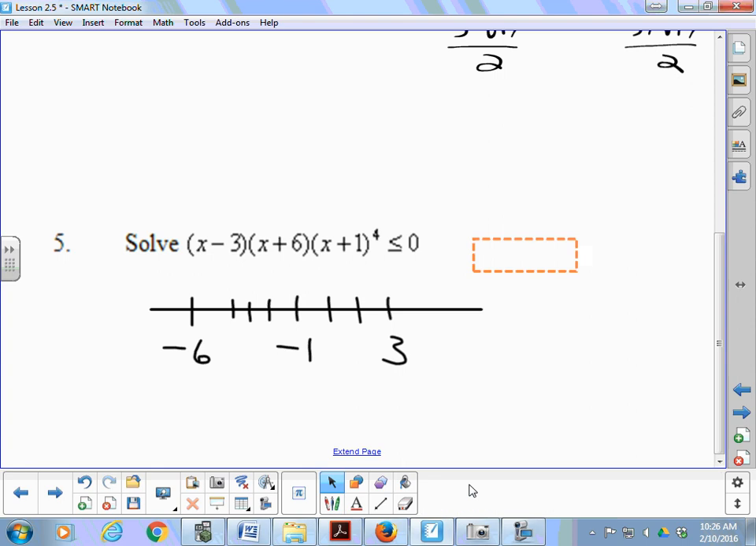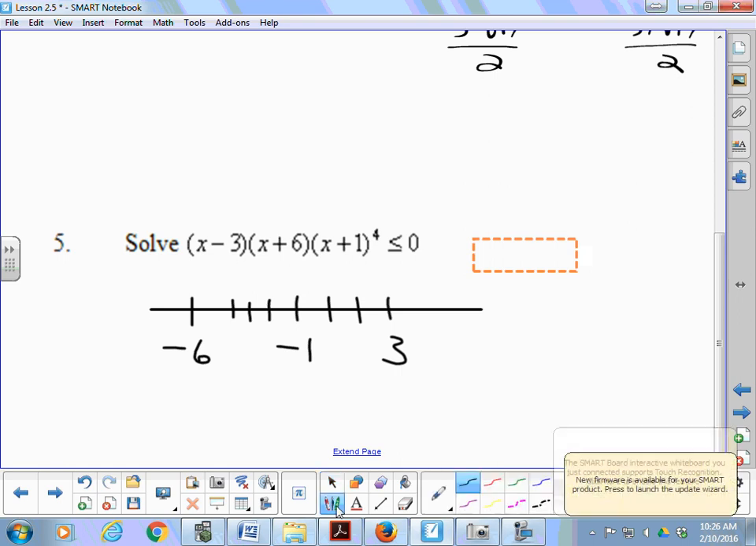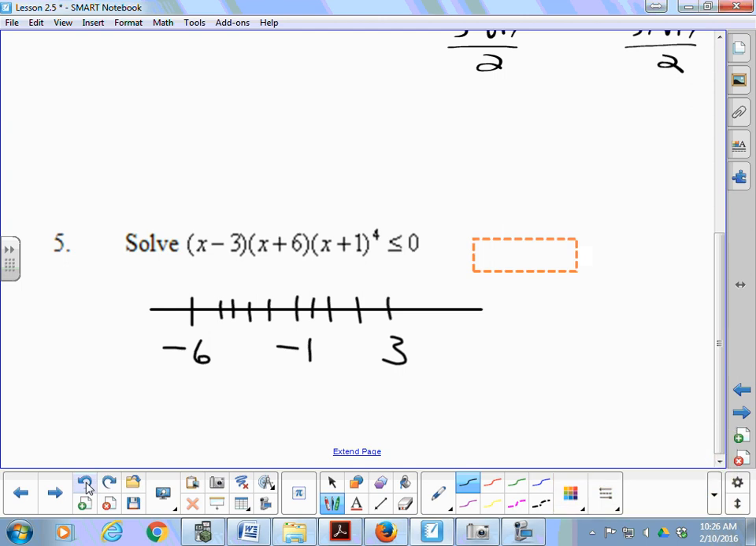I don't care that it's to the 4th power. It doesn't have any bearing on your answer. Now, I have 3 zeros, and that's all that matters. Since we have less than or equal to, I have a 0 at -6, a 0 at -1, and a 0 at 3. So I put dots on those 3 zeros.